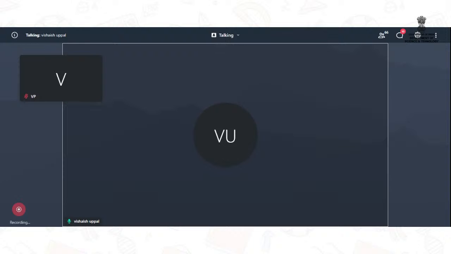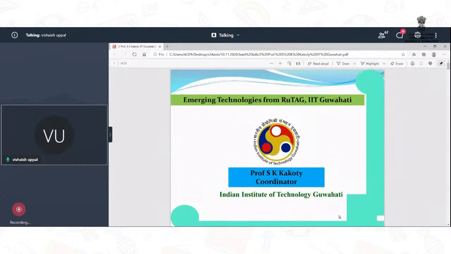I would now request Dr. Kakoti, again from another Rural Technology Action Group, which is based in IIT Guwahati. I think RUTAG has a very Northeast focus, which is required because the Northeast is very distinct culturally as well as ecologically. I also know that we've partnered with them in some way in Arunachal. I do recall that WWF India had reached out, and I'm sure we've had a beneficial relationship. So, Professor Kakoti, please, over to you.